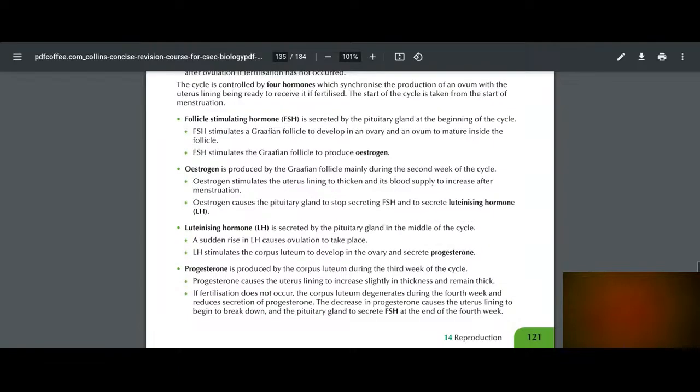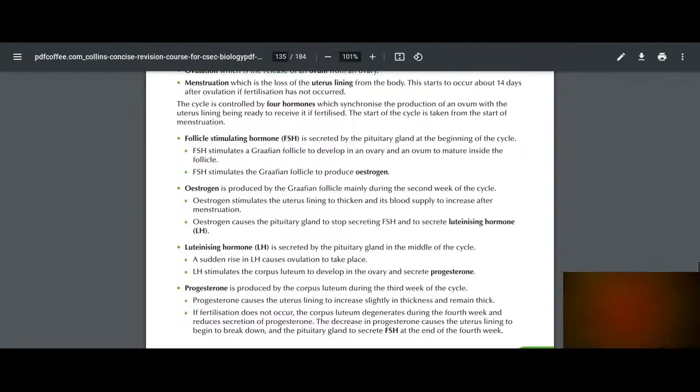So basically, I urge you guys to know the process of the menstrual cycle, and know about the hormones. So you know the four hormones: the follicle stimulating hormone, the estrogen, the luteinizing hormone, and the progesterone. The FSH is the one that happens first, by the pituitary gland. The estrogen is the one that happens second, in the second week of the cycle. The luteinizing hormone is the one that happens third, a little bit after the estrogen, in basically the middle of the cycle. The progesterone happens in the third week, close to the end of the cycle.